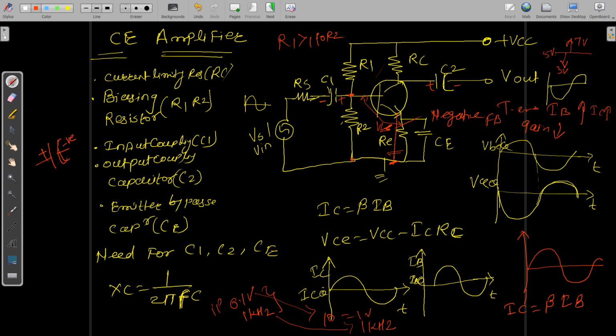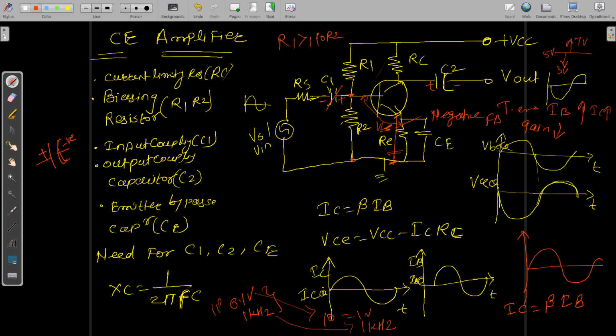And one more thing: if you don't have this C1, then RS, R1, R2, these three will come in parallel, and definitely again it is going to disturb the biasing condition of the transistor. So C1 must be connected in between RS and the biasing resistors R1 and R2. So this is about RS, R1, R2, C1, C2, CE.